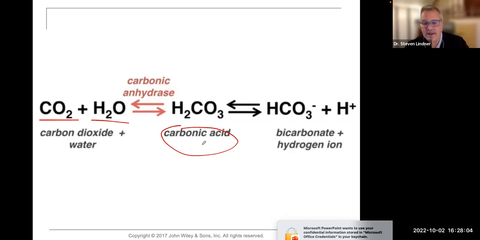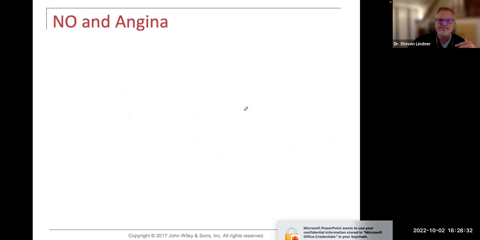Carbonic acid is an acid, but it can actually be converted into bicarbonate and a hydrogen ion. So bicarbonate is more alkaline, carbonic acid is more acidic, and the body can go back and forth from carbonic acid to bicarbonate, and bicarbonate to carbonic acid. It's a two-way street. You can see the two arrows here, depending on the pH of the body.